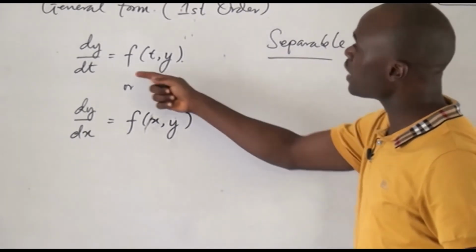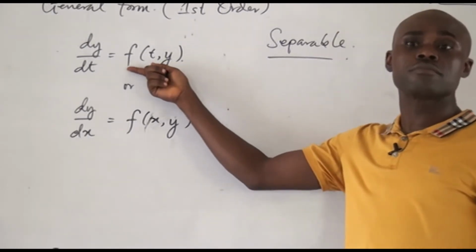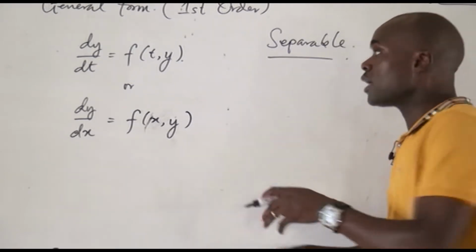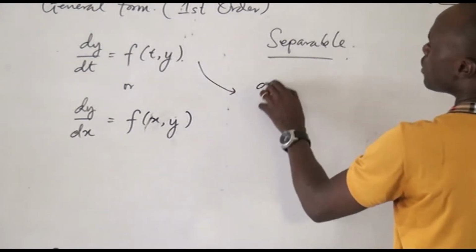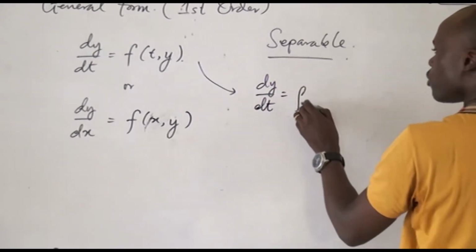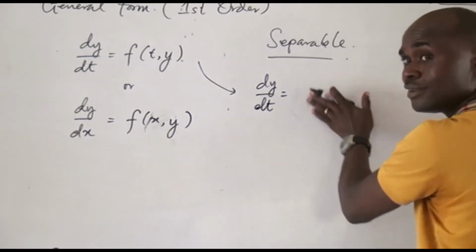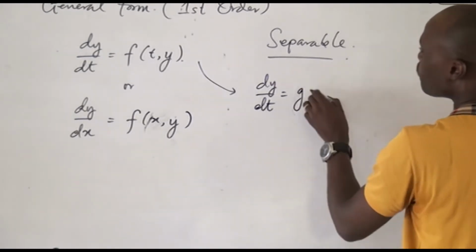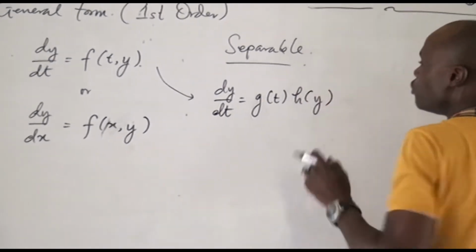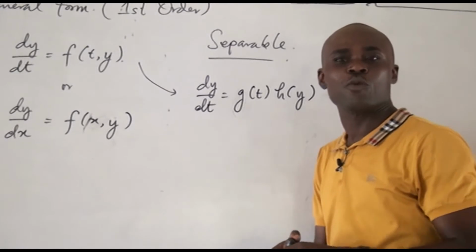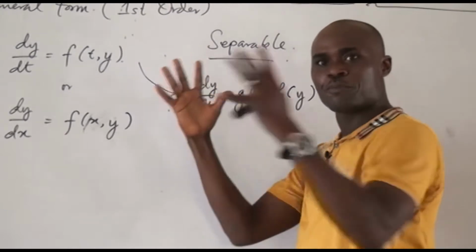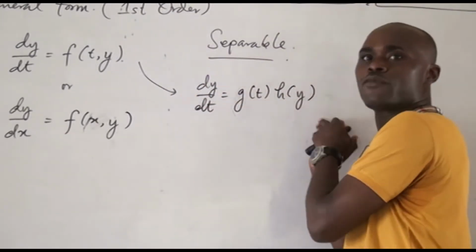By separable, we check if this particular function can become a product of a function of t and a function of y. That is, we check if this dy dt can be written as g of t and h of y. So what we're trying to do is see if we can separate these two functions, like split them into a function of t and a function of what?